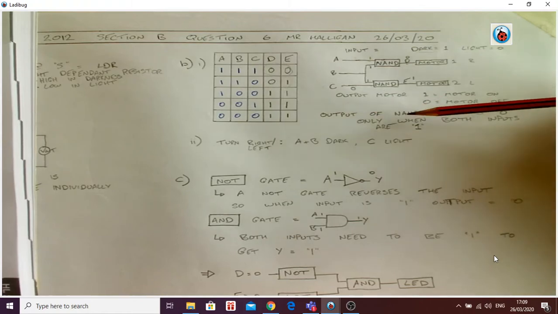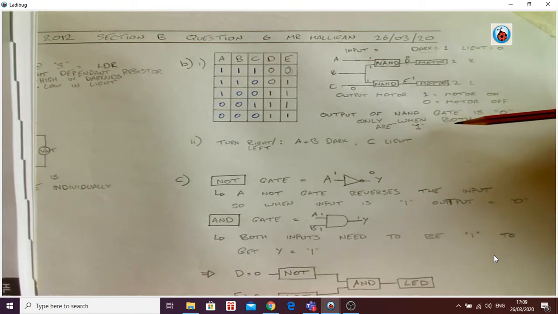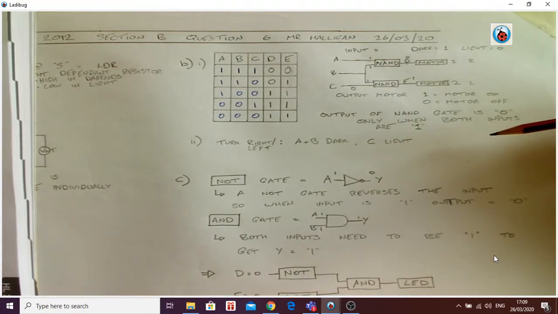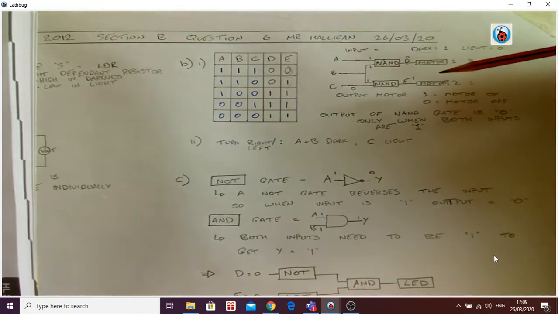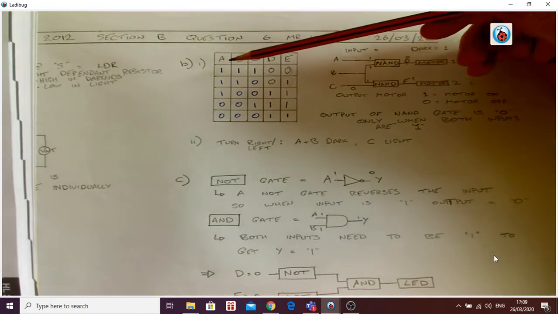So I'll repeat that again. The output of the NAND gate is 0 only when both inputs are 1. So most of the time, the output of a NAND gate is 1. You have 4 chances, and 3 out of those 4 are going to be 1. The only time it's 0 is when both of the inputs are 1.